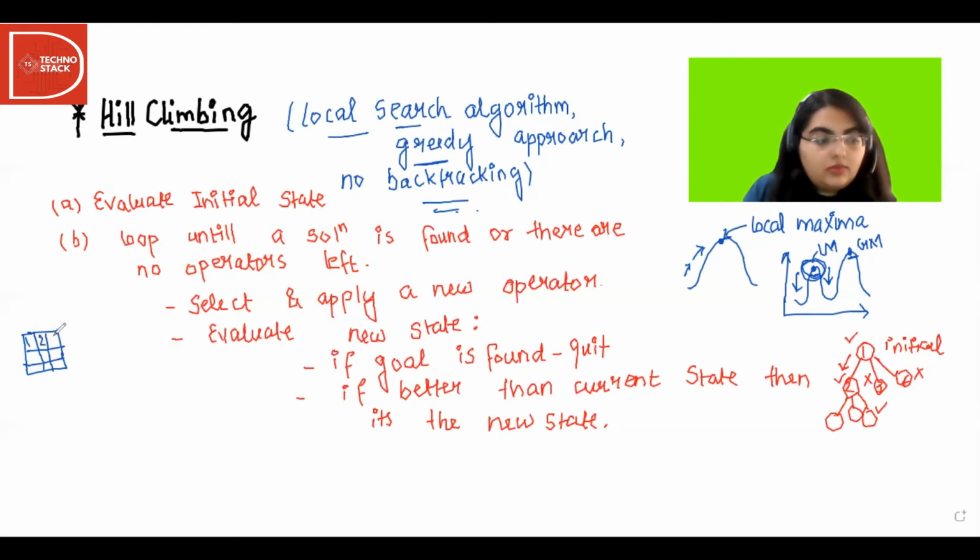I'm having 1, 2, 4, 5, 7, 3, 6, and 8. Okay, this is our initial state, and what we want is 1, 4, 7, 2, 5, 8, 3, and 6. Okay, this is our goal state. This is what we want. This is what we have.